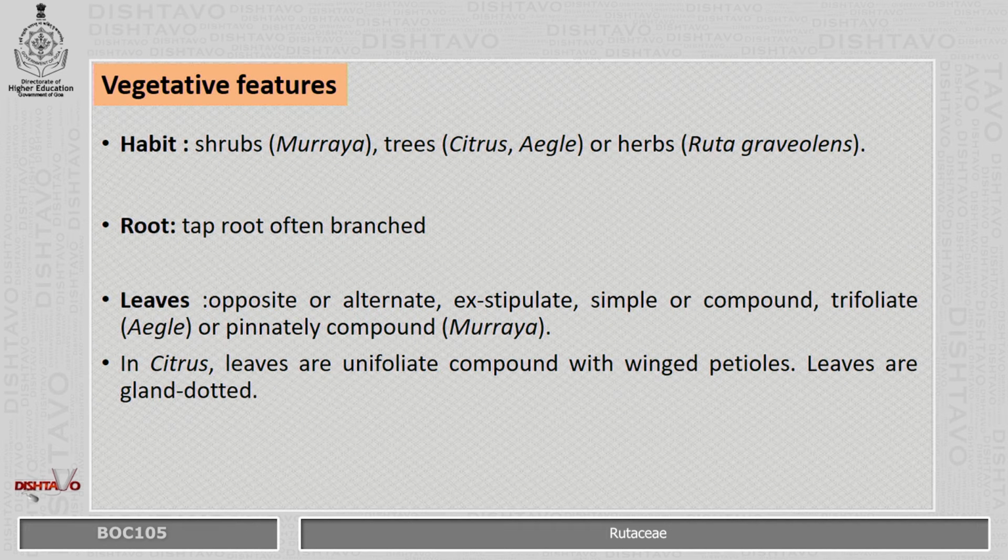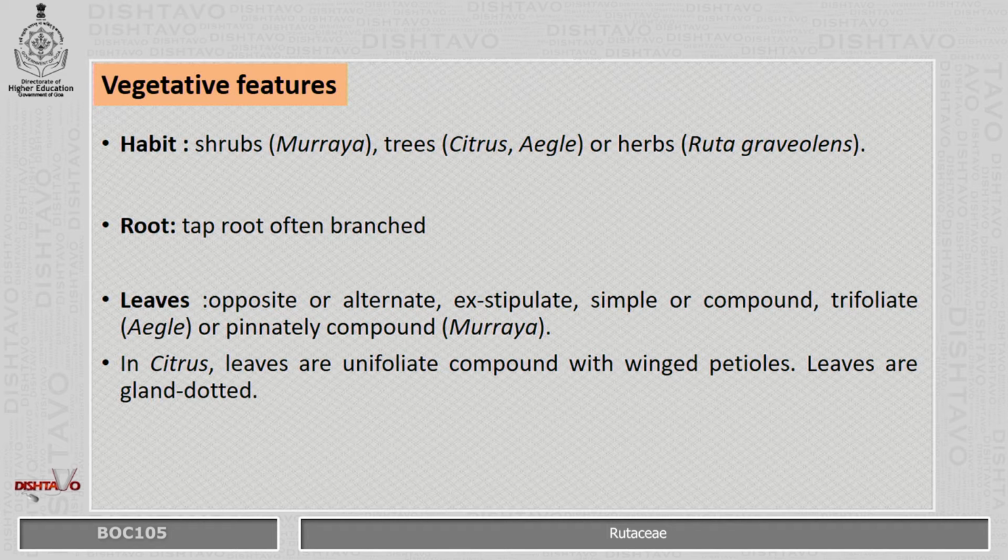Coming to the vegetative features, first we begin with the habit. There are shrubs, trees and herbs in this family. Shrubs like Murraya, trees like Citrus, Aegle and herbs like Ruta graveolens. About the root, they show the taproot system and they are often branched. Leaves are opposite or alternate. They are exstipulate, that is they don't show any stipules.